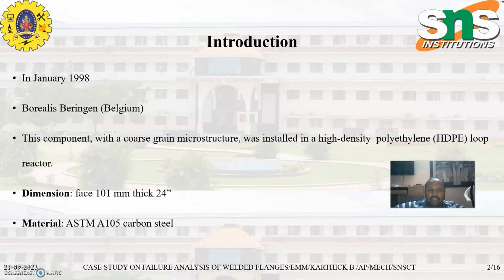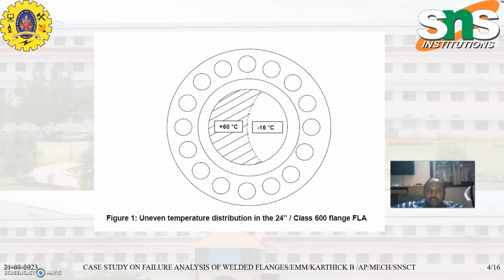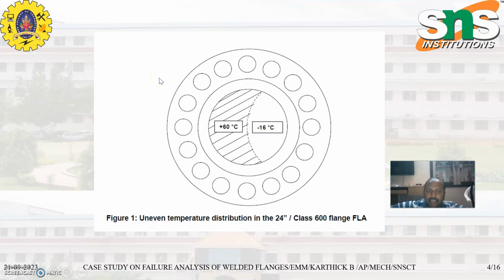So here the dimension is 101 mm thick, 24-inch, and the material is ASTM A105 carbon steel. In the first figure, we see the flange cracked at the transition between the conical and the cylindrical part of the weld neck. That is here in this part. The second is that the location coincides with the cold area. This is figure one.